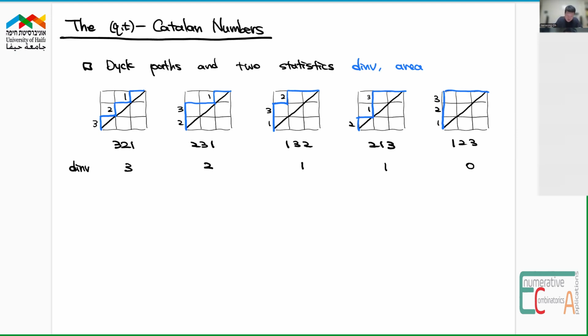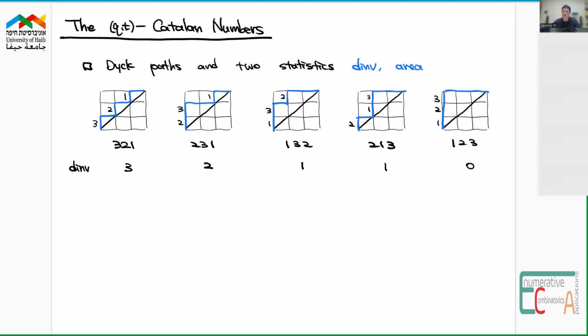So dinv of this first Dyck path is the inversion number of this permutation, so it's 3. So there are 3 pairs of numbers that are out of order. And dinv of this Dyck path is given by the inversion number of this one, so it's 2. Okay, so we have defined the first statistic dinv, and the second statistic, area, is much simpler to define.